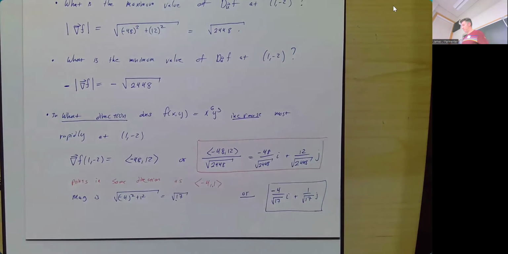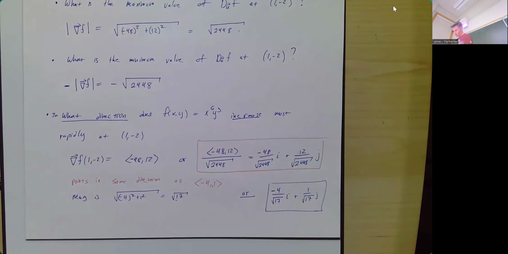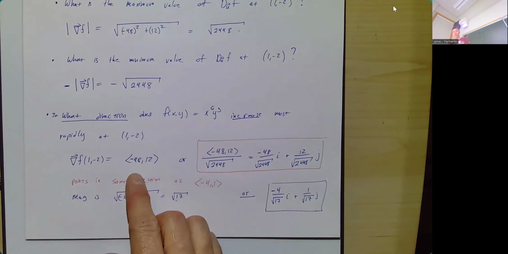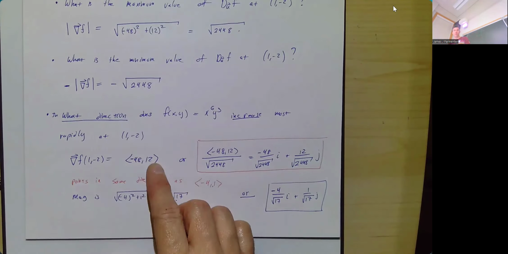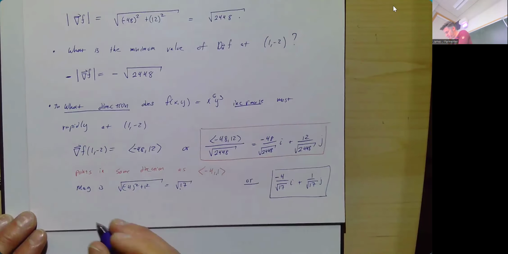And just to really satisfy everybody's potential curiosity here, I will point out that 12 divided by the square root of 2,448 on my calculator is about 0.2425, and 1 divided by the square root of 17 is 0.2425. They are the same number. So really, if you're normalizing, making a unit vector out of something terrible like this, get it down to something easier. Get a multiple of it, and then normalize that. I think that's easier.